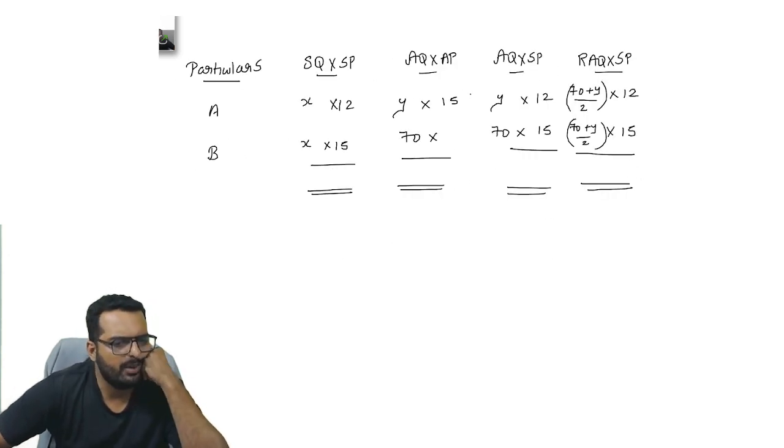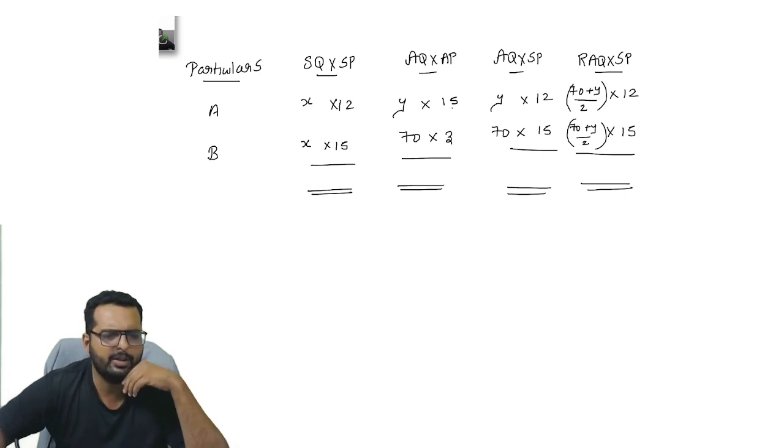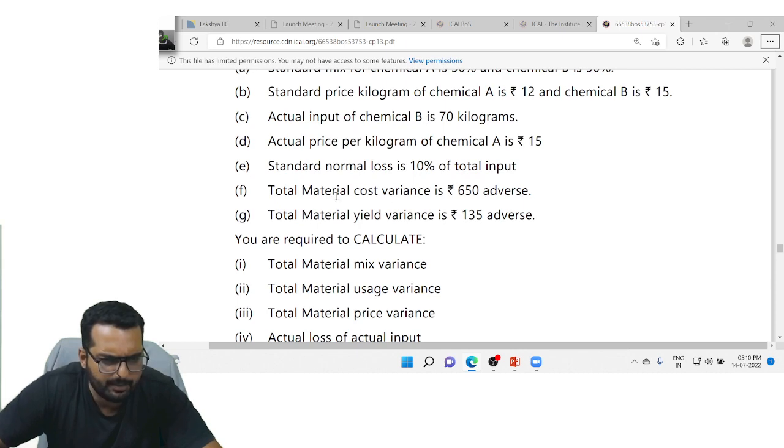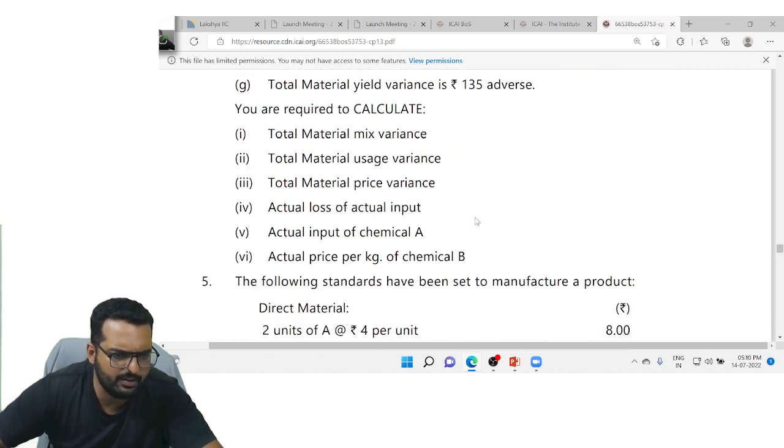Okay. Now, again, the price is also not given. So we have to give some other alphabet to this, right? Let's try giving Z. I'm not very sure whether we'll be able to crack it this way, but let's try. Total material cost variance is given, total material yield is given. Nothing else is given in the question, right?